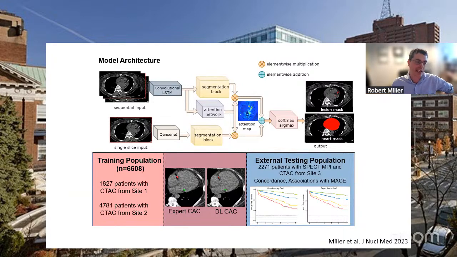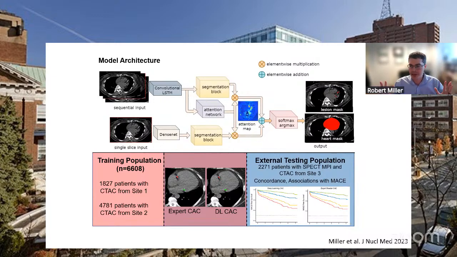That being said, it is possible to try to derive a coronary calcium score from these CT attenuation images. This is a study where we used a convolutional long short-term memory model. The general idea for this model is you're trying to provide the AI model with context. So you show it both the slice that it's seeing as well as the slice above and below.